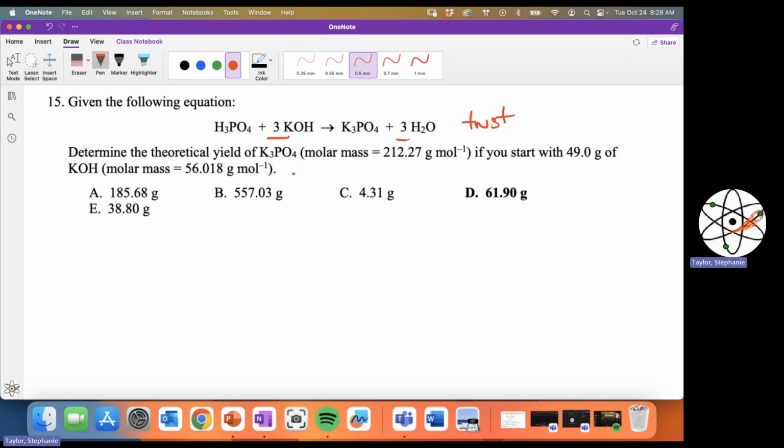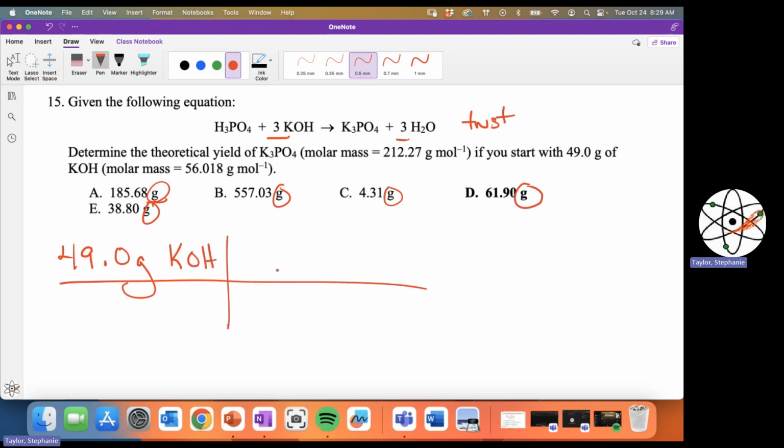Also, this is the one time where I actually do need my answer choices to tell me what unit I need. These are all in grams, so therefore we're going to go to grams. Sometimes they're all in moles. But I actually did need that information off of my multiple choice options because the question didn't tell me if I was in moles or grams in the end.